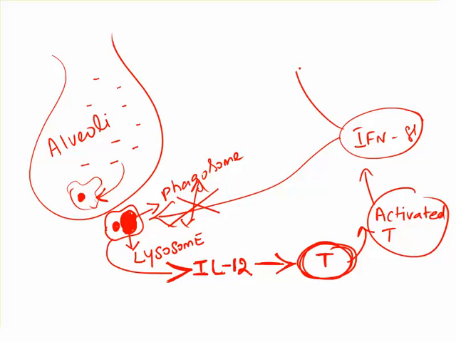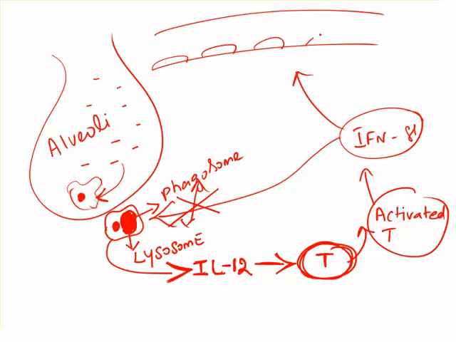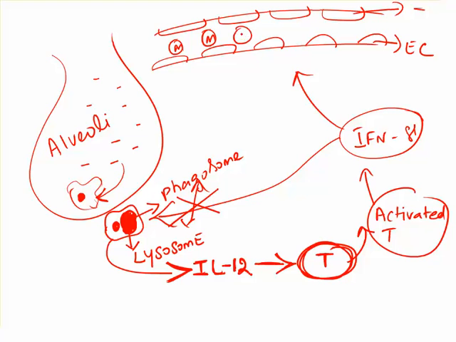And they also go to the blood vessel, the capillary. These are endothelial cells. In the blood we have monocytes, right? This gives a signal to bring the monocyte. Once the monocyte comes out of the blood vessel, it will become a macrophage.